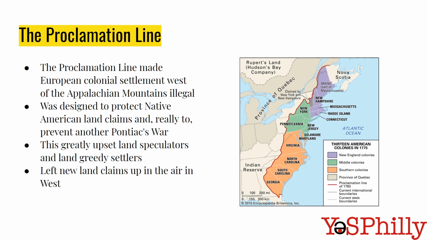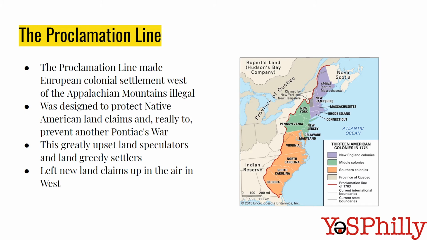Okay? And land-greedy settlers. Many white people in Virginia, Pennsylvania, New York, they wanted to get access to Native American land by hook or crook, most of the time by crook. All right? And they were greedy for this Native American land. And this law said, nope, not doing that. Can't do it. You're done.